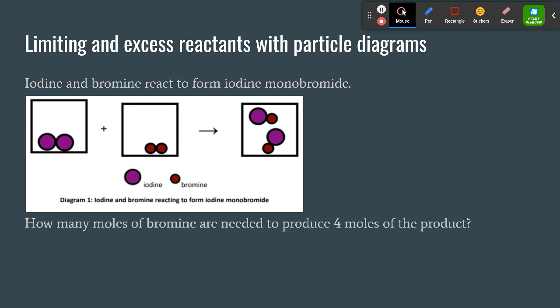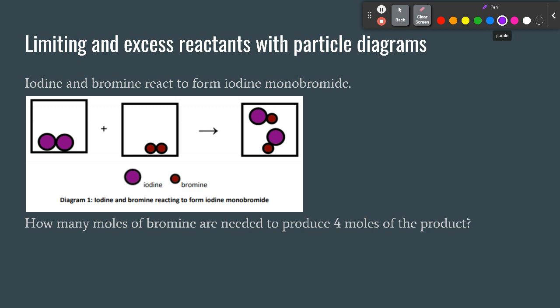How many moles of bromine are needed to produce 4 moles of the product? Limiting and excess reactant. I'm going to give you a second. See if you can come up with the answer here. I know we haven't quite talked about it, but see if you can use some intuition to determine. All right, let's work through this one together.